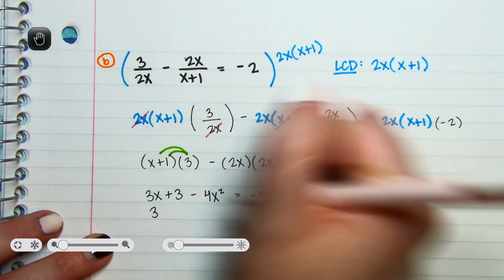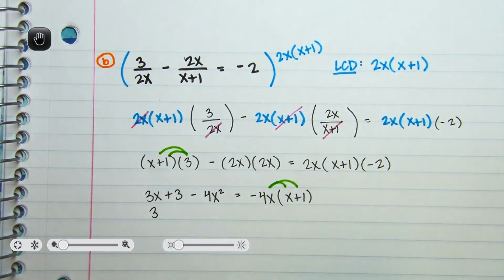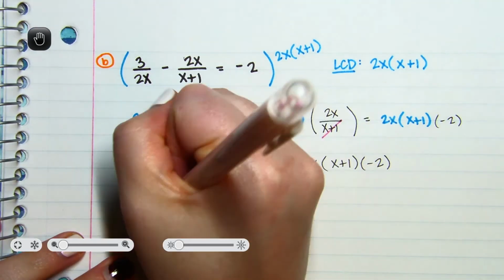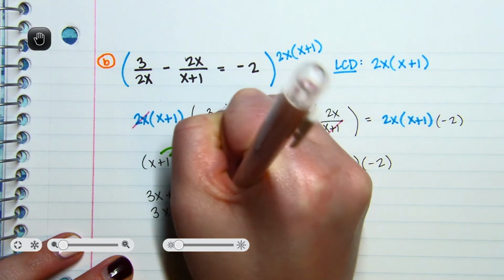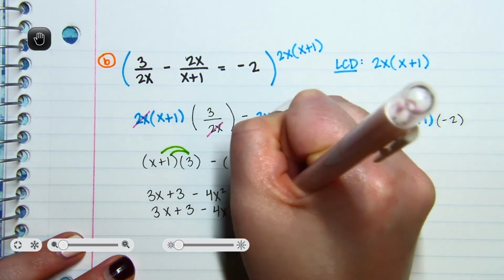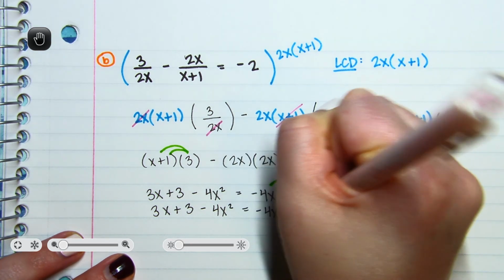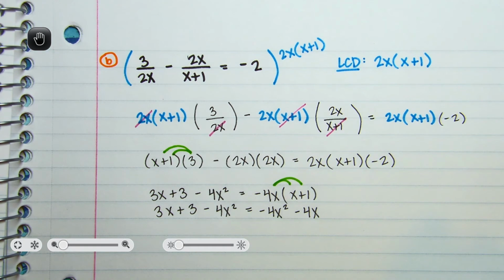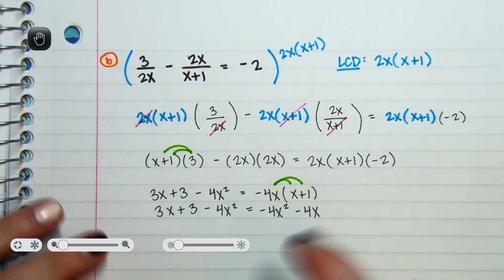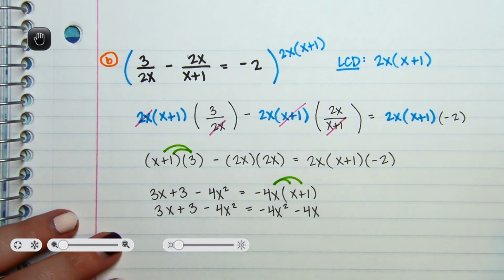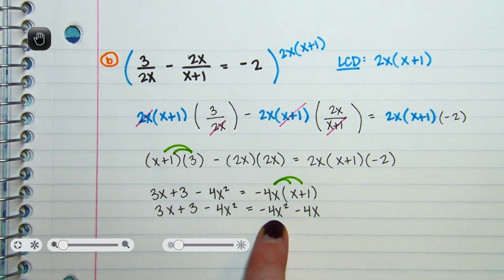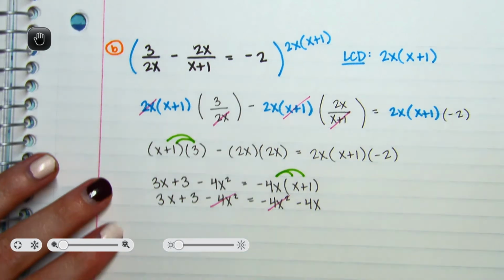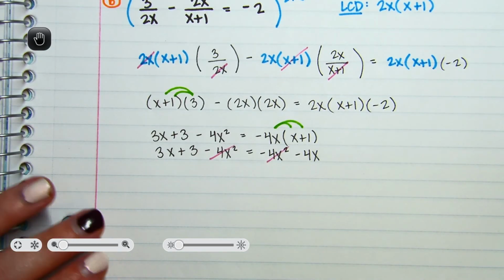All right. Actually, let me go ahead and rewrite the left side. No, never mind. I'm just going to leave it. 3x plus 3 minus 4x squared equals negative 4x squared minus 4x. Now, when we want to combine our like terms, this one actually works out really nicely where our x squared terms actually cancel each other out. So if you were to add 4x squared to both sides, they cancel, they go away. It zeroes out. So we're left with just 3x plus 3 equals negative 4x.